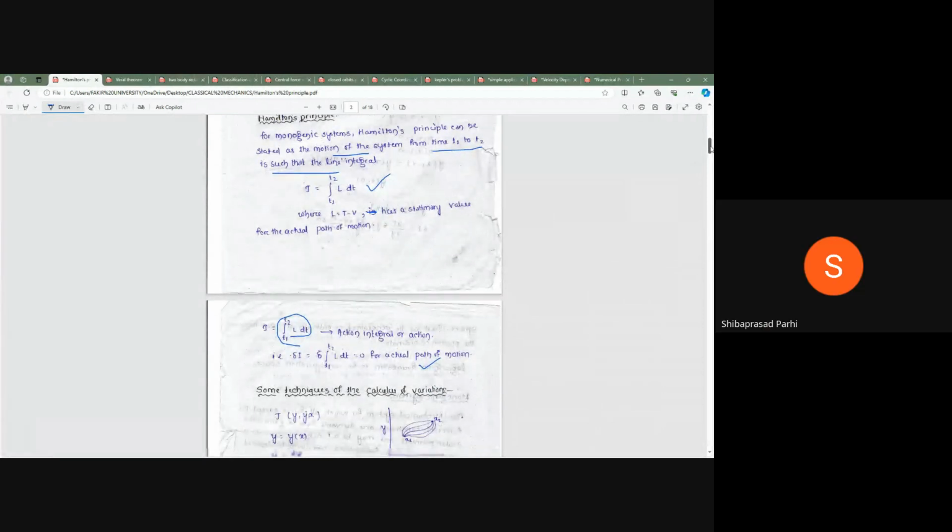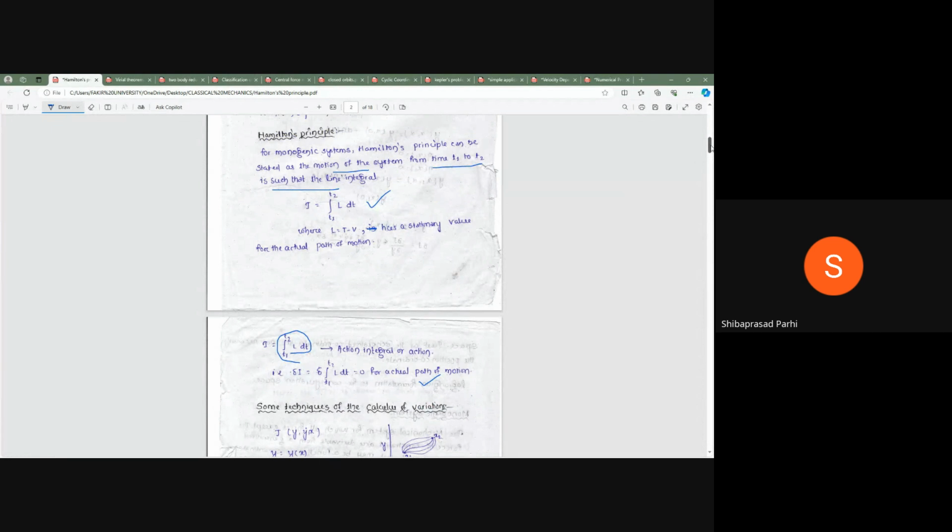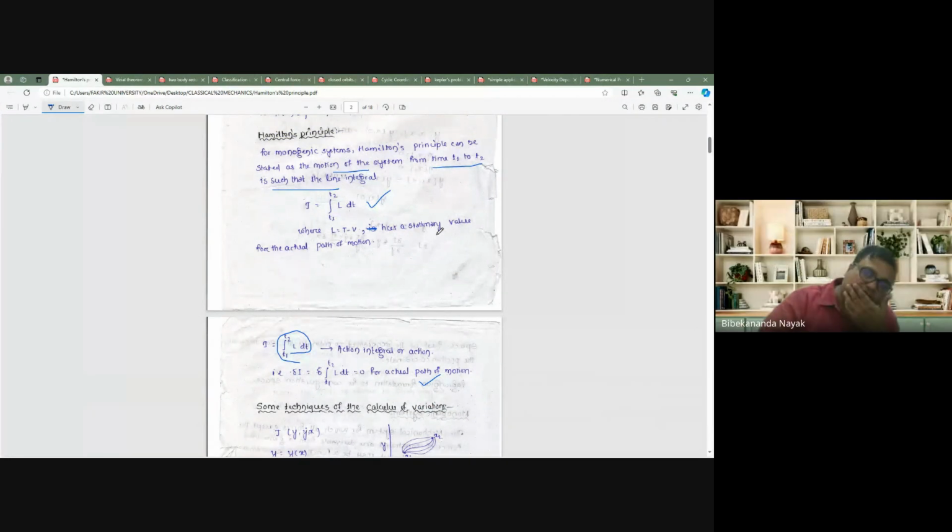Sir, what exactly does stationary mean here? Stationary is actually minimum, in most cases the minimum. It is the least action principle that you know from optics and other areas. Stationary can mean maximum, minimum or constant, but here in general we consider the minimum as the stationary. The integral value should be minimum for the actual path of motion.